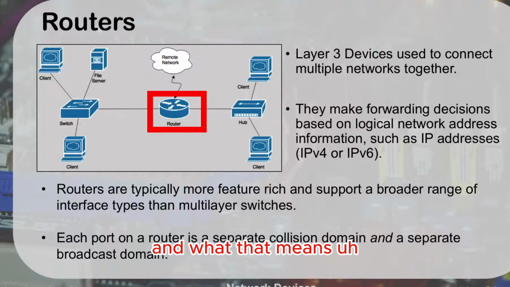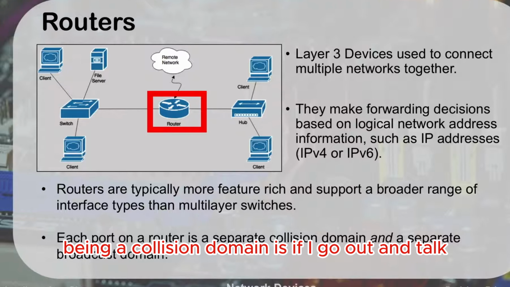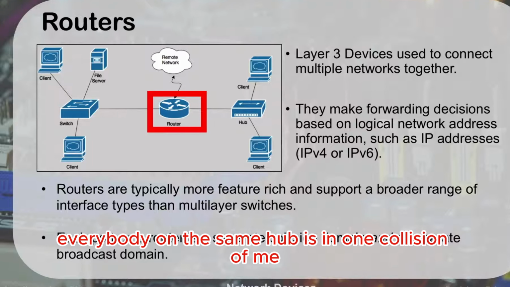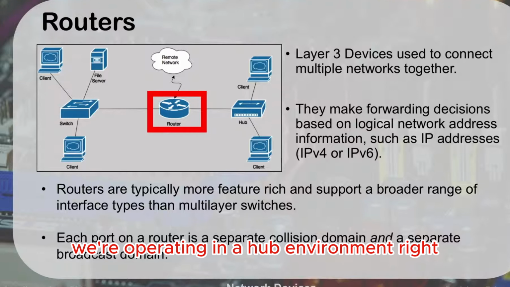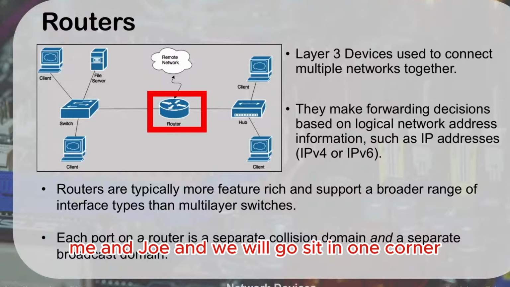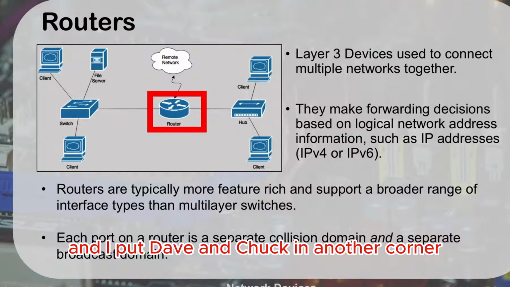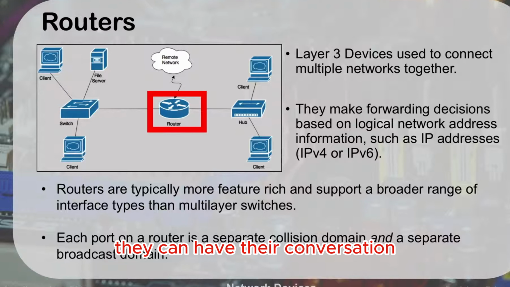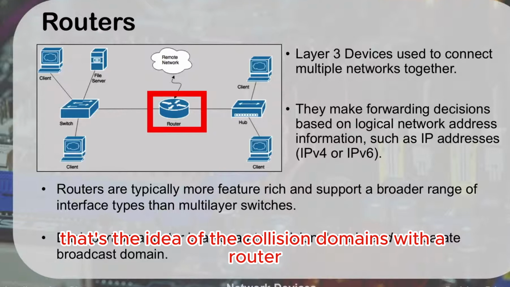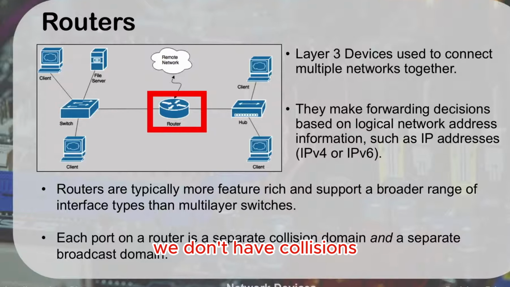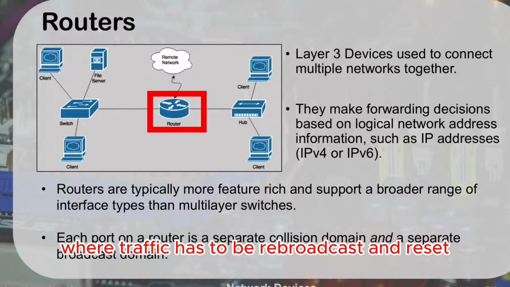And what that means, being a collision domain, is if I go out and talk, who's going to hear me, right? With a hub, everybody on the same hub is in one collision domain. So in this classroom, we're operating in a hub environment, right? When I speak, everybody hears me. If we were doing a switch, I would take me and Joe, and we would sit in one corner, and I'd put Dave and Chuck in another corner. We'd be in 2 separate broadcast domains, right? With 2 different collision domains. They can have their conversation, and we can have our conversation without having that bleed over. That's the idea of the collision domains. With a router, every port becomes its own collision domain, so it breaks up those collision domains so we don't have collisions where traffic has to be rebroadcasted, resent.